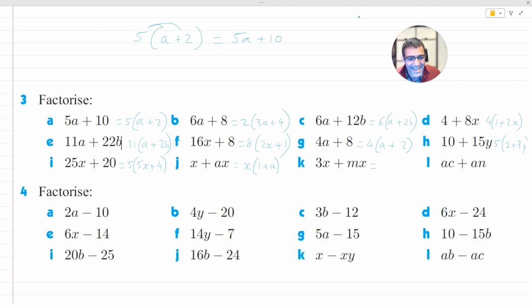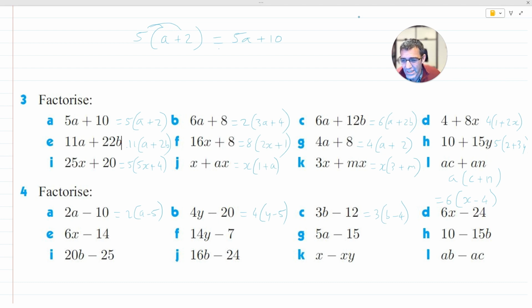For question K, we can say x as a common factor, factor of 3 plus m. For question L, we can say a factor of c plus n. And as we work towards exercise 4, we can say 2 factor of a minus 5. And then for question B, we can say 4 factor of y minus 5. For question C, we can take out a 3, so we can say 3 factor of b minus 4. And then for question D, we can take out a 6, so we can say 6 factor of x, take away 4. I'm just writing it above because I'm running out of space.